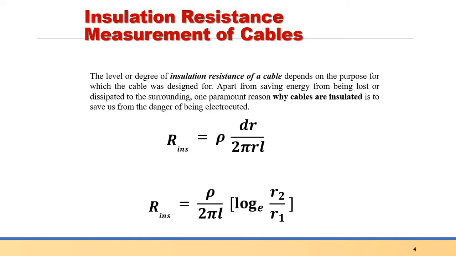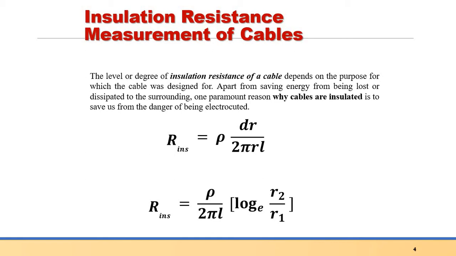Next is insulation resistance. Insulation resistance is flowing radially outside. So we'll see here the insulation resistance measurement of the cable. The level or degree of insulation resistance of a cable depends on the purpose for which the cable was designed.